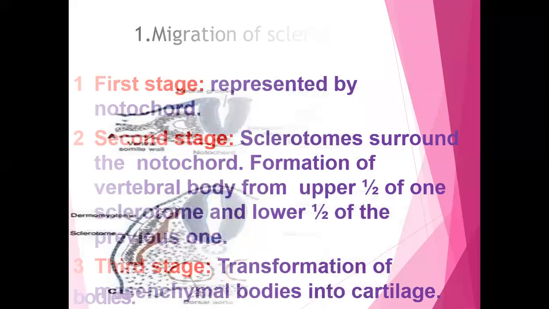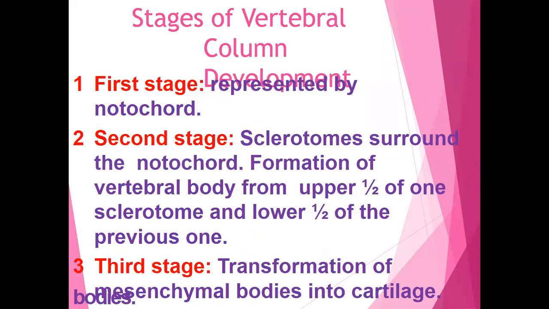Now, the first stage is represented by the notochord. Second stage, the sclerotome surrounds the notochord, with formation of the vertebral body from the upper half of one sclerotome and the lower half of the previous one. Here we have a slide showing that each sclerotome, of the respective vertebra which will develop from it later on, consists of two parts. A cranial portion, with loosely lying cells.